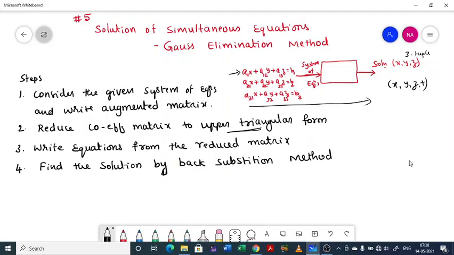I welcome you all for the discussion on solution of simultaneous equations.